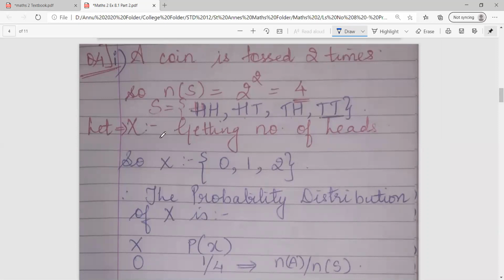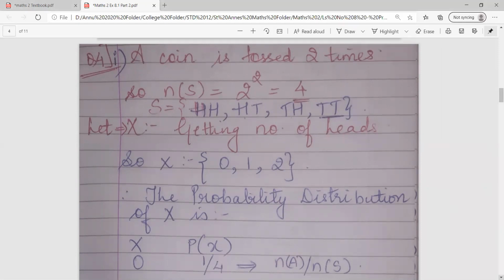Now they are telling us let X be the number of heads. So what are the possibilities? Not even once did a head come, 0. One time a head came, and both times a head came. So what are the possibilities over here? 0, 1 and 2. I have also explained the formula, what was it? N of A upon N of S. So you can have a look like this.